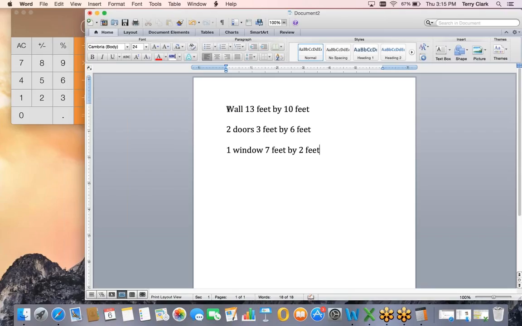Excuse me. Okay, so I need you guys to find the surface area of the wall. Now remember, you guys subtract out the doors and the window.